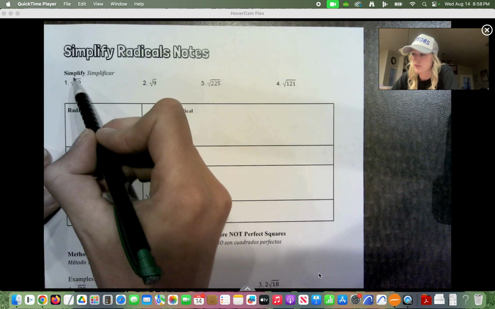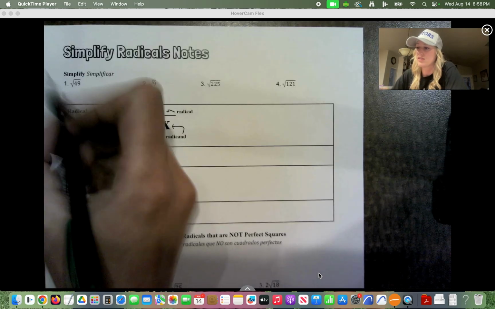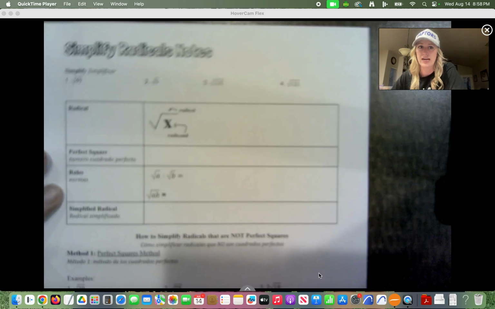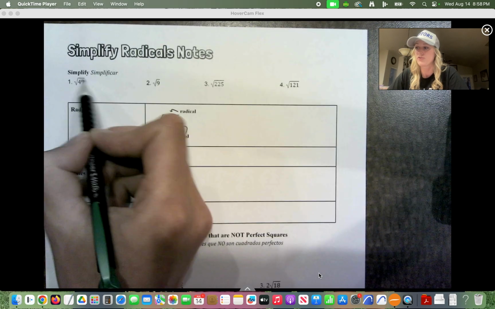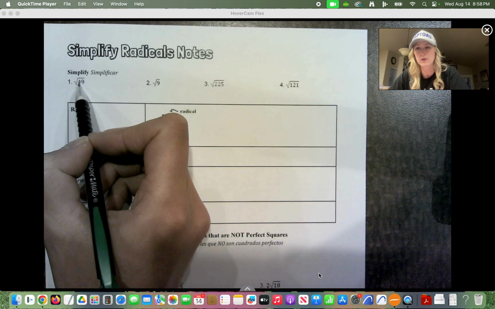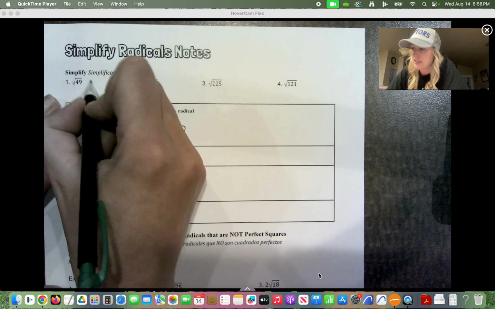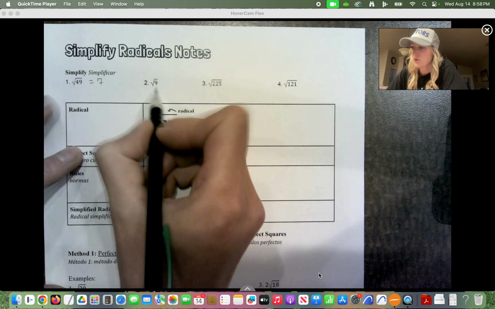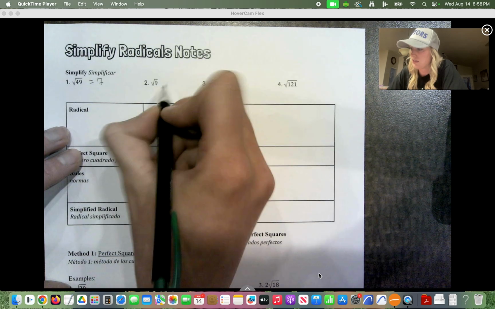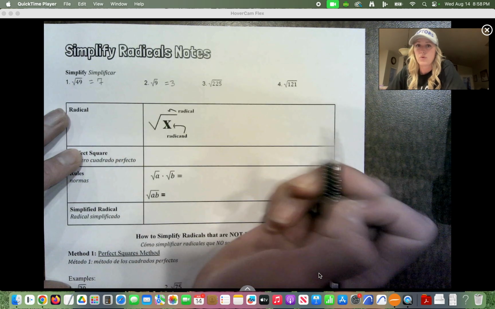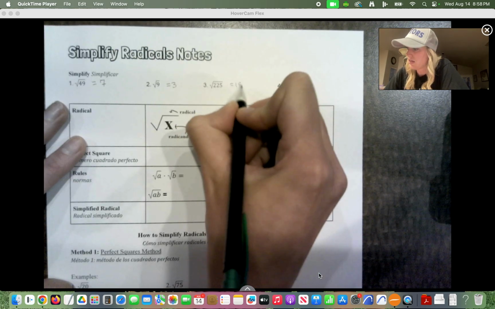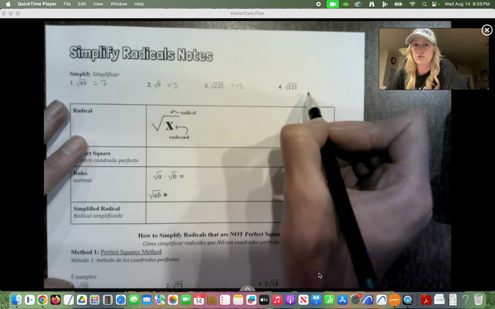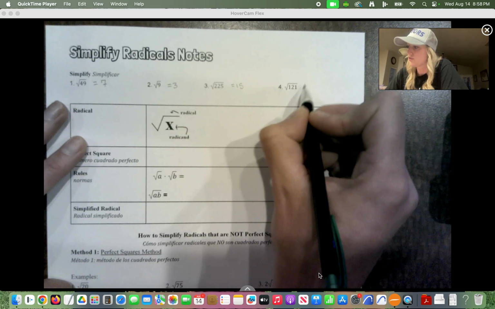This is a radical symbol. This is asking the square root of 49. So a square root is a number times itself that equals what's underneath. So in this case, what number times itself equals 49? 7. What number times itself equals 9? 3. What number times itself equals 225? 15. And what number times itself equals 121?